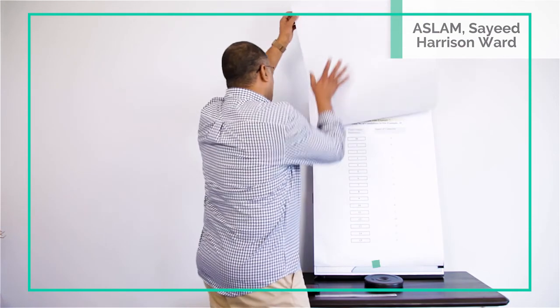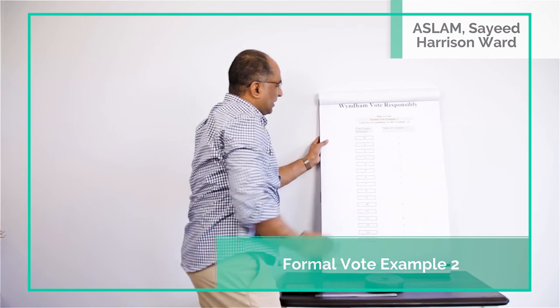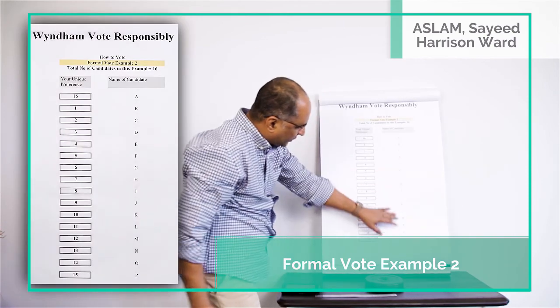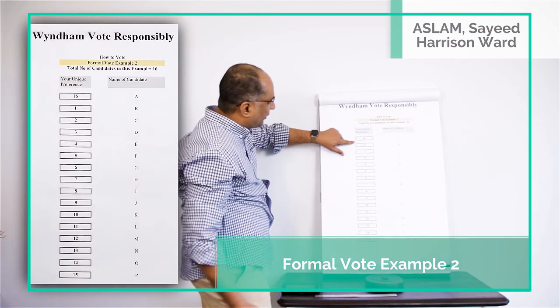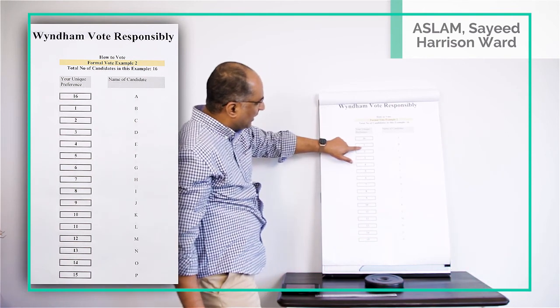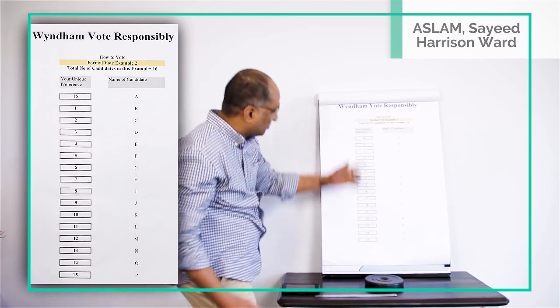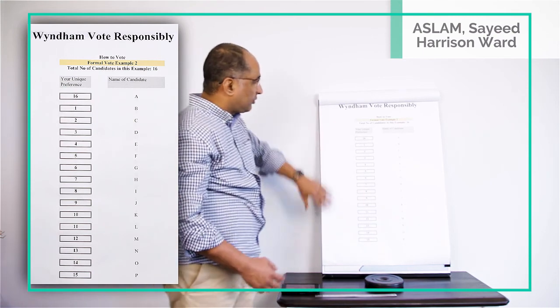I've done another example just to make it simple. So this is the same thing. You've got another same set of 16 candidates, but a different preference. So if you want to vote 1 for the second candidate, that's 1, and then you can just number as per your preferences, 2, 3, 4, 5, 6, 7, 8, 9, 10, and so on up till 16. Now that's a formal vote.